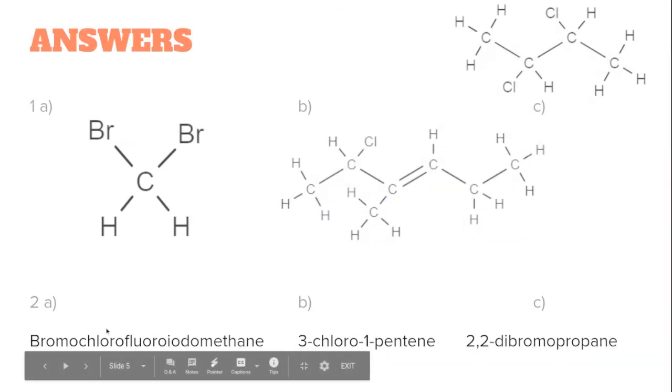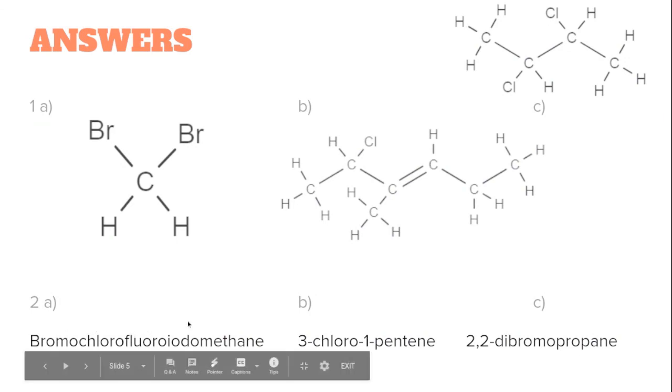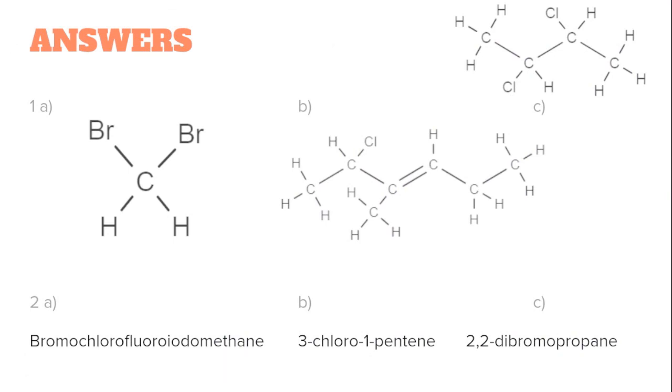In C here, I had dichloro, so there's a chlorine attached there, chlorine attached there. In the names, you can see how crazy some of these names come up. Bromo, chloro, fluoro, iodo, methane would be 2A. And then there's the other 2 answers for B and C.